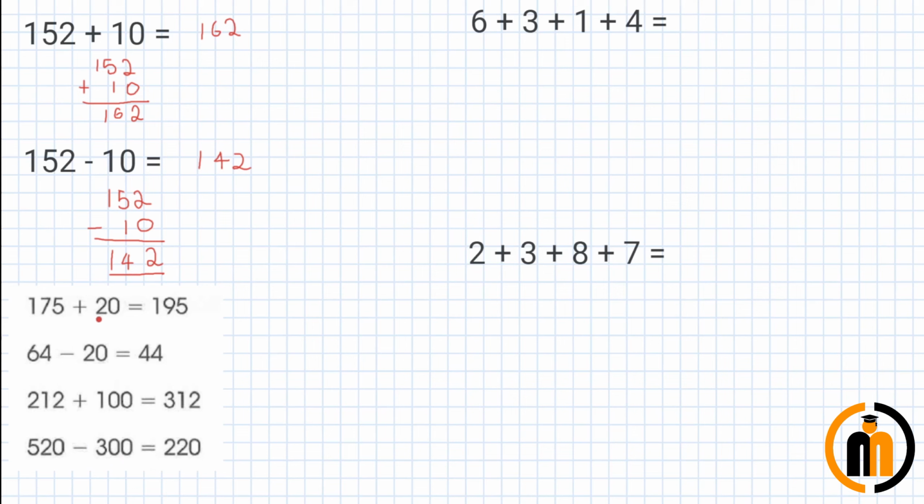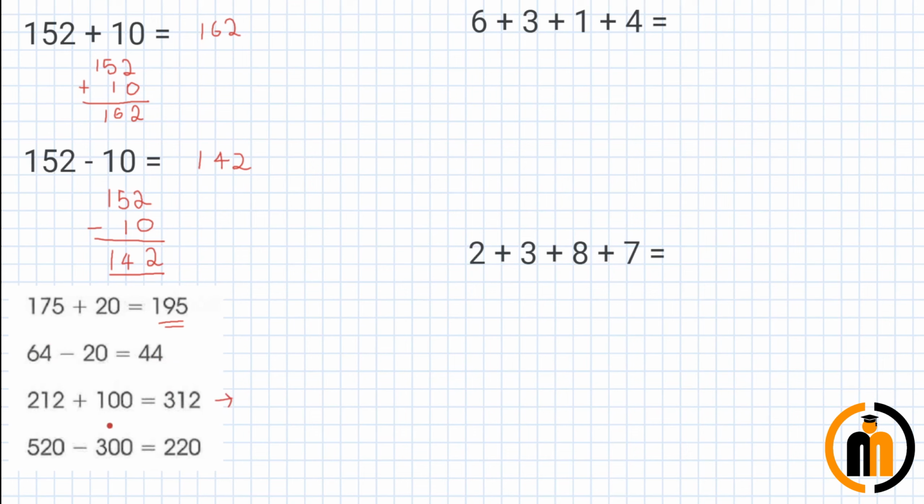Now, some of these examples at the bottom are very similar. Instead of tens, now we have 20s, or hundreds and 300s. They are all multiples of 10. Here we have 175 plus 20, so 0 plus 5 is 5, and then we have 7 plus 2, 9. So you can immediately calculate this in your head. The same goes for the bottom one, minus 20. We have 6 minus 2, we get 4, and the 4 here remains. So you get 44.